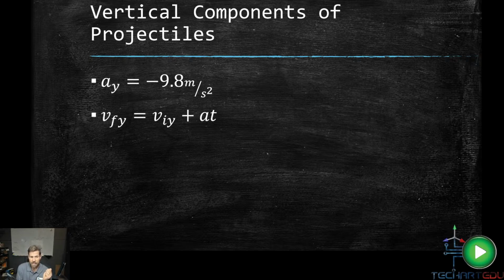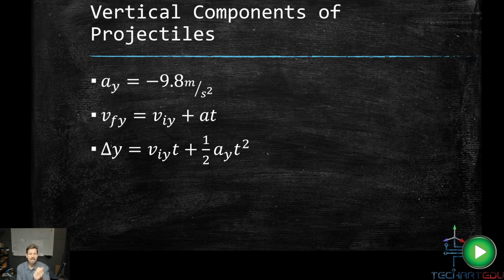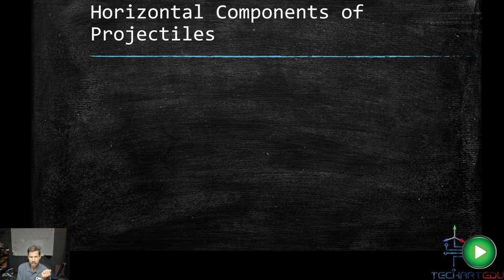And then the velocity in y, I mean going up and down, is basically your initial velocity plus the acceleration times the time. And then the change of position is a variation of that same equation, where we have our initial velocity times the time plus half of the acceleration times the time squared. All right, those are pretty standard.